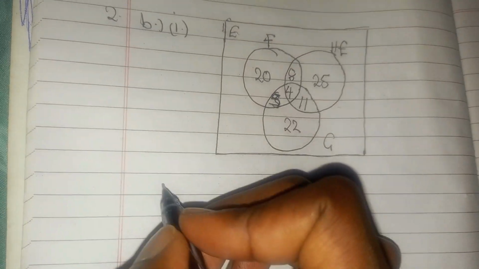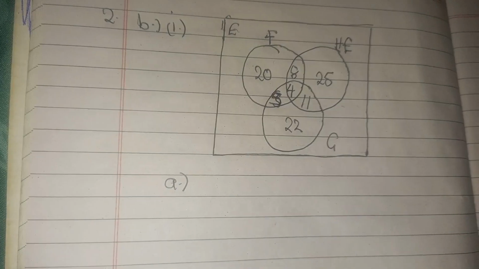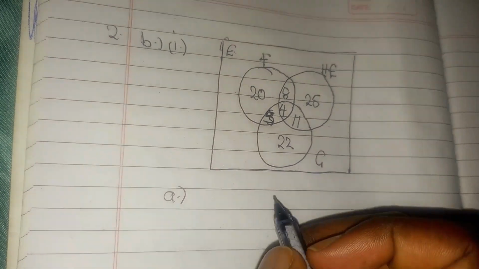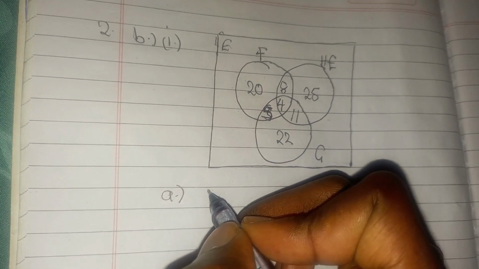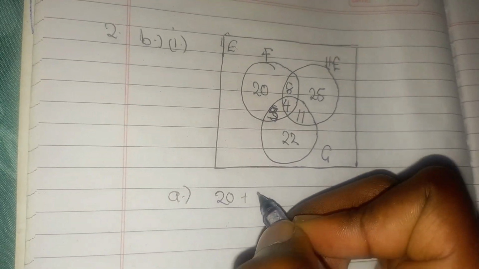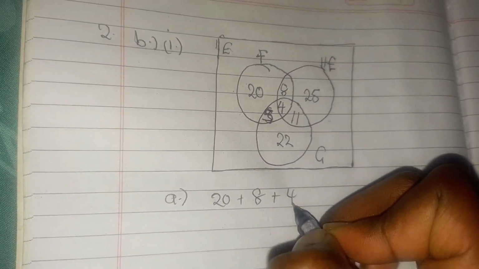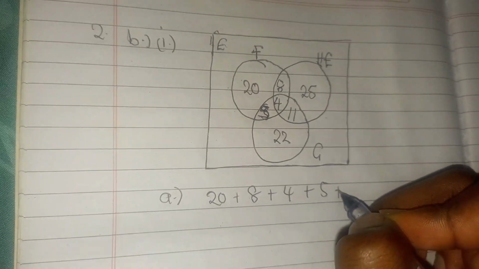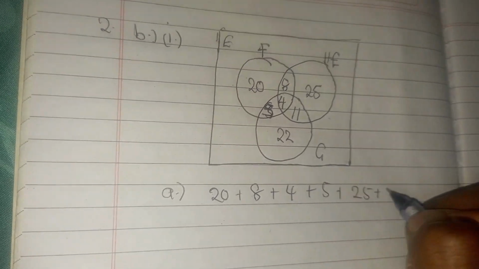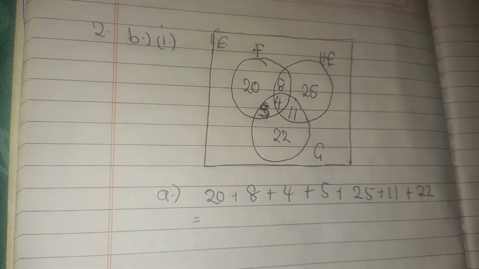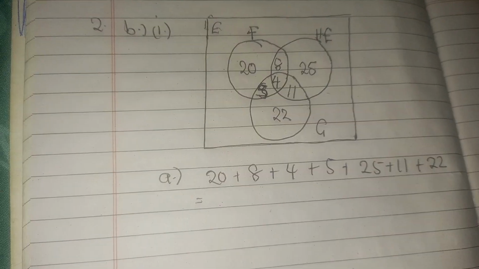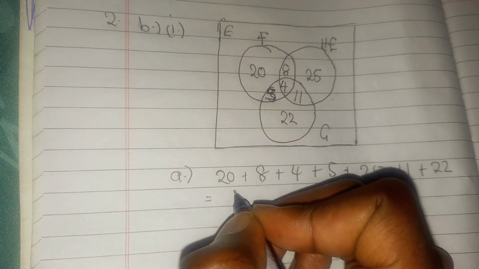So now we are asked the number of learners who are at the school. So for the number of learners who are at the school, you just find the total of what's in the three sets, which is 20 plus 8 plus 4 plus 5 plus 25 plus 11 plus 22. So you always have to have your calculator on the ready. So that gives us 95 learners.